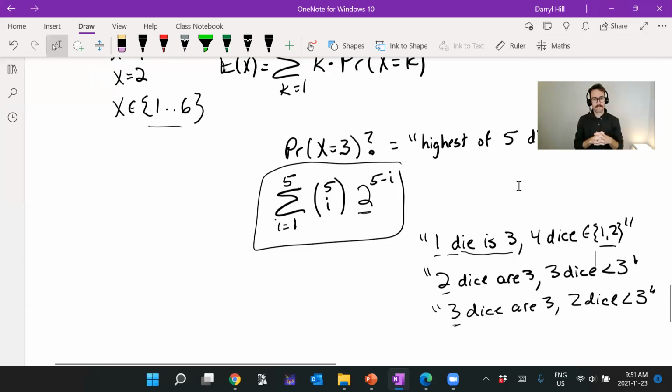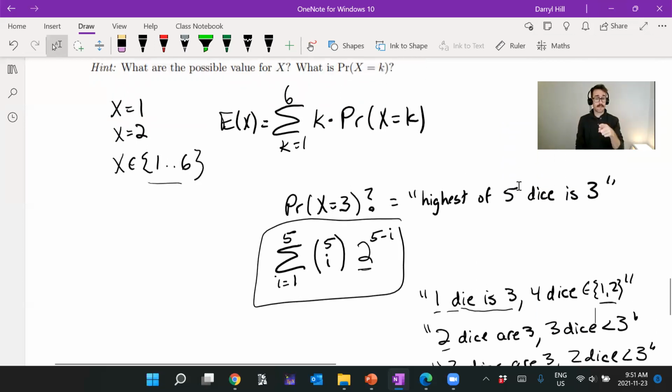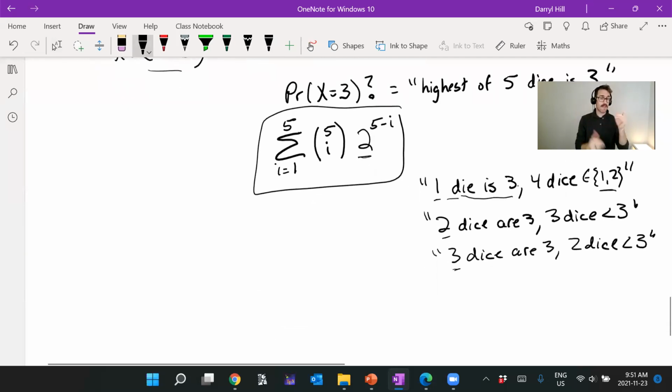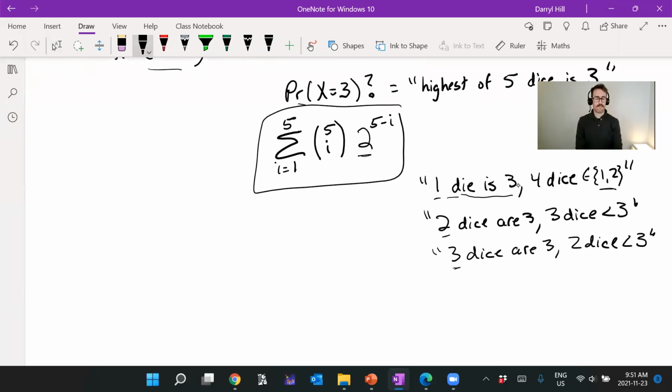Okay, so this is a mess. We could do this. We don't want to do this. All right, so let's start over from this part here. We're going to break down this. Well, let's again look at this one and say, well, I can say that this event X equal to 3, which means that the highest die is 3.